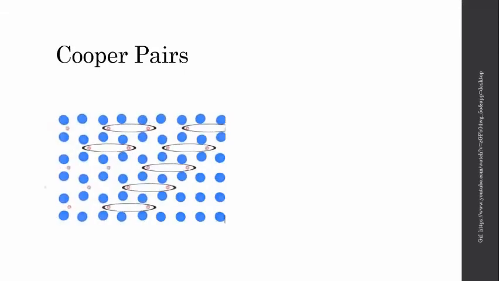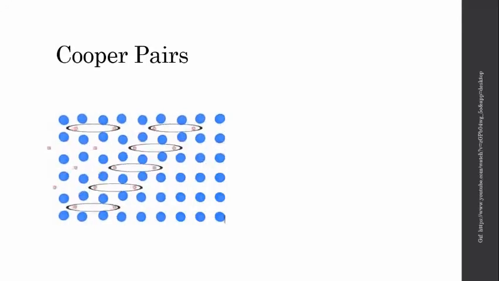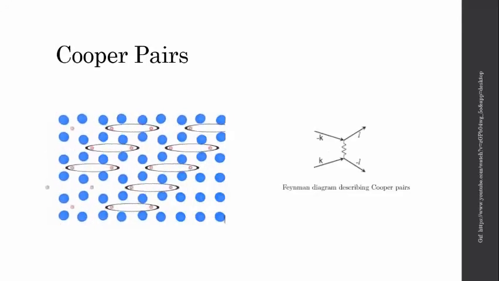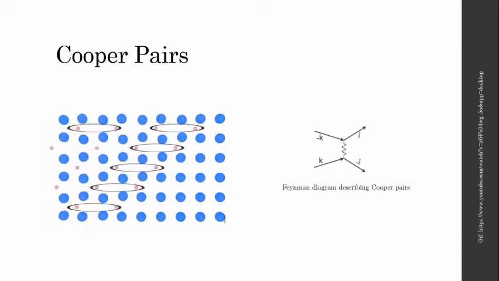The Cooper pairs are formed from scattering of electrons and phonons. Here's an animation showing the movement of Cooper pairs as they move through a crystal lattice. As we can see from this Feynman diagram, the phonons produce a net interaction between a pair of electrons.